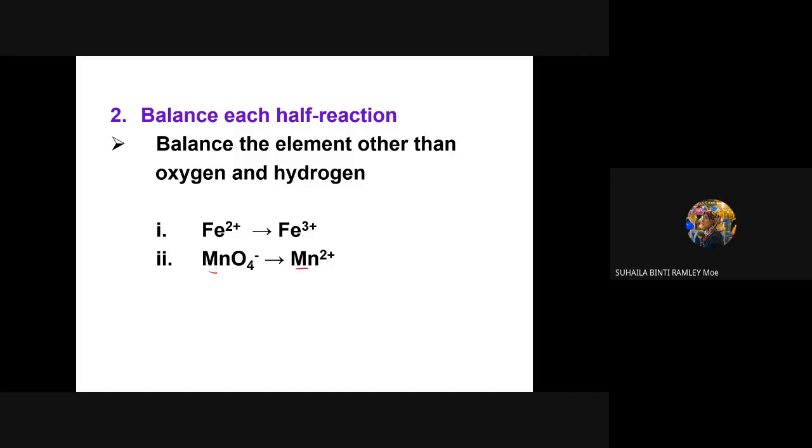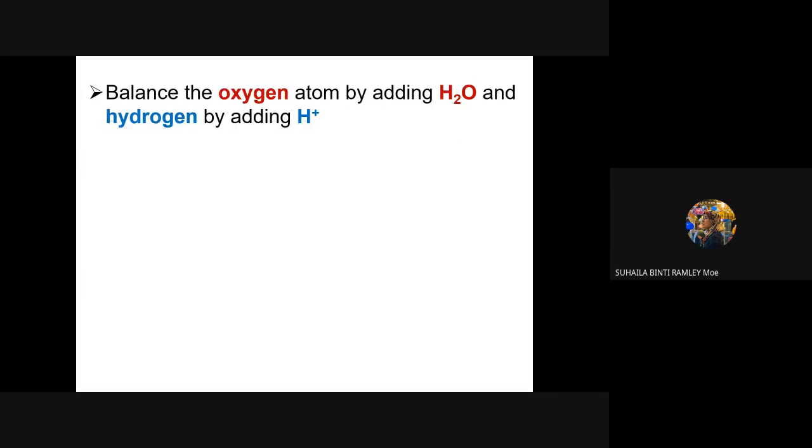Okay, balance Mn. Okay, but here we have 4 oxygen. So sini no oxygen. So to balance oxygen, kita akan add H2O molecule. So untuk balance hydrogen, so hydrogen balance by adding H+.